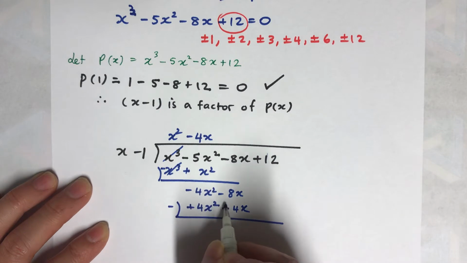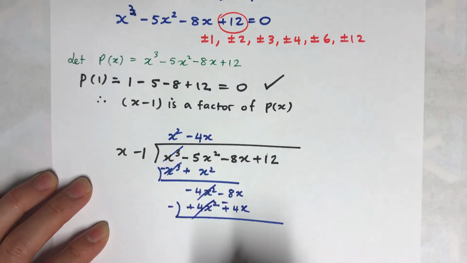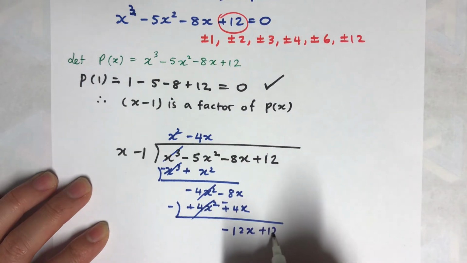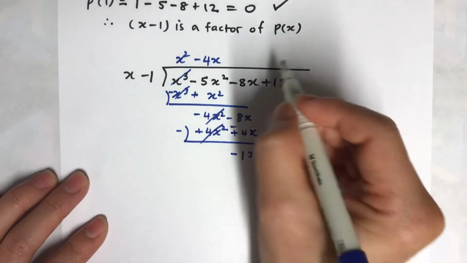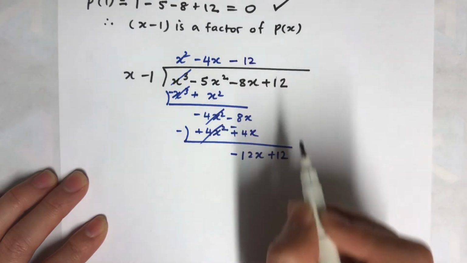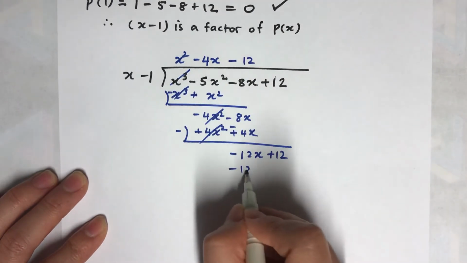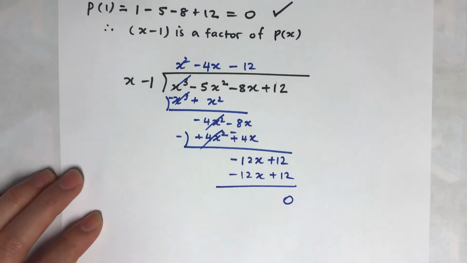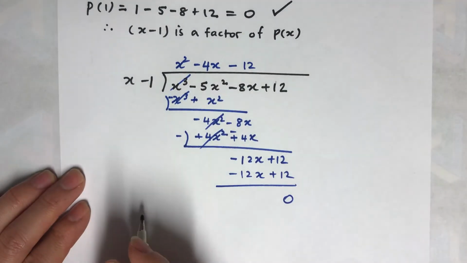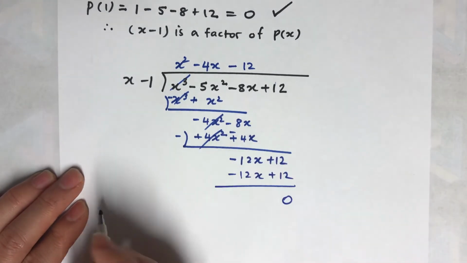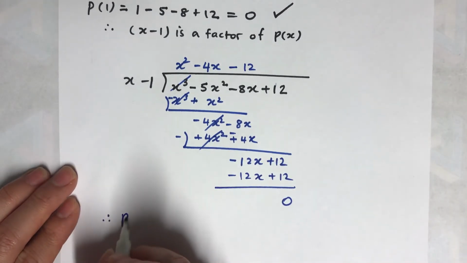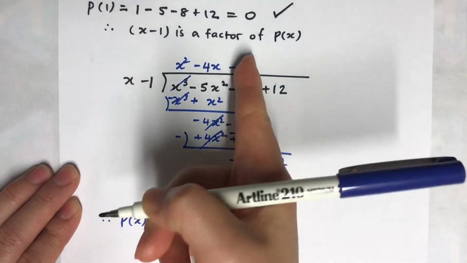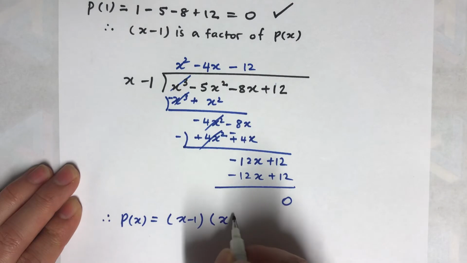They'll make plus, they're going to make 4. Cancel, add it all together, minus 12x. I'm going to bring that 12 down. And then go to minus 12. Then I'll go minus 12x plus 12. There you go, that's a remainder of 0. Now, therefore, it is all good. Now, that's just factorizing, really. So, therefore, P of x equals x minus 1 and the quotient there.